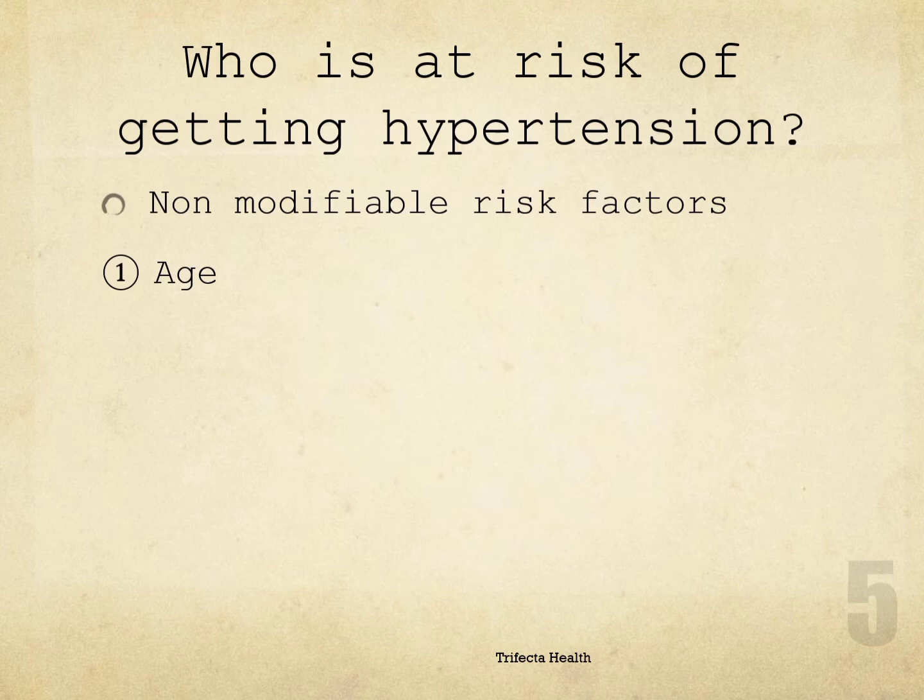Then another non-modifiable risk factor is your family history. If a close relative, let's say your mom, your dad, or any close sibling, your cousin, your sister, or your elder brother has ever been diagnosed with hypertension, you are also at risk of developing hypertension.